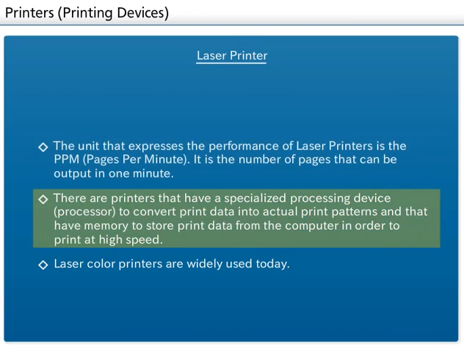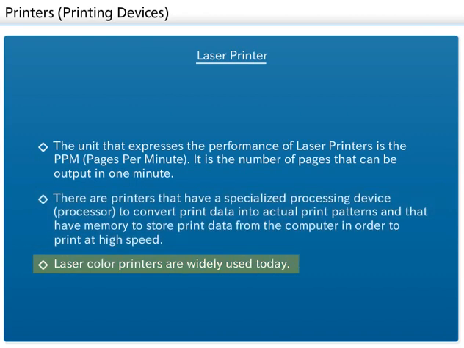There are printers that have a specialized processing device, processor, to convert print data into actual print patterns and that have memory to store print data from the computer in order to print at high speed. Laser color printers are widely used today.